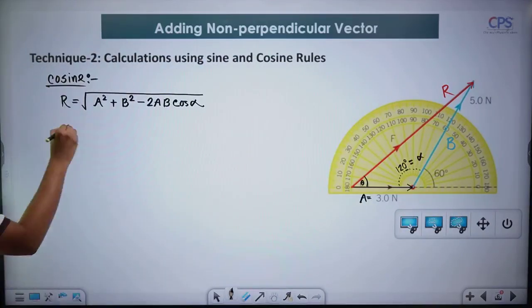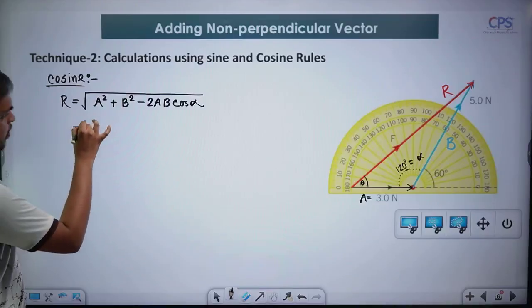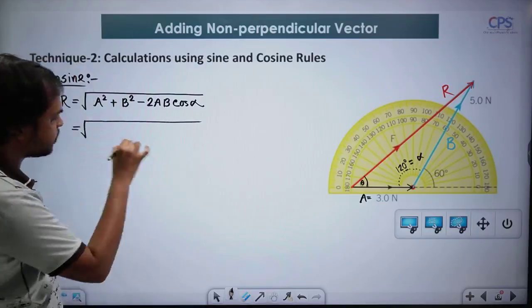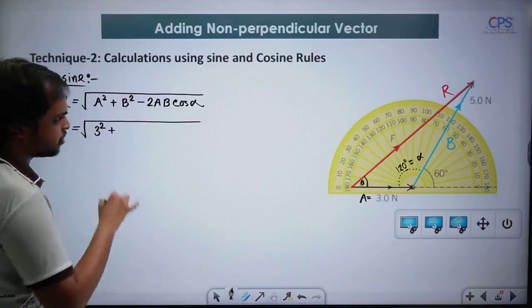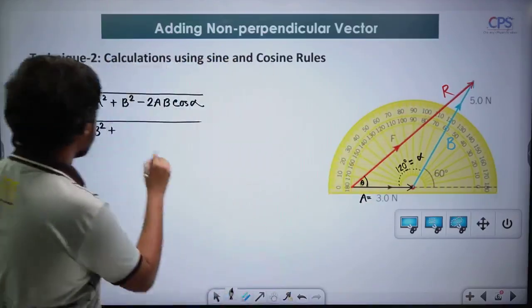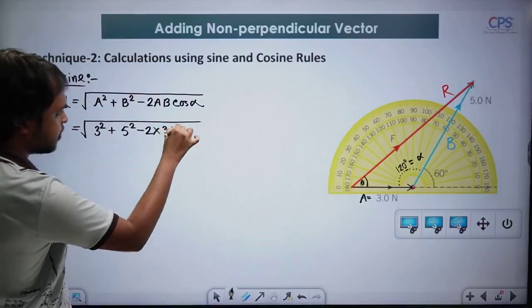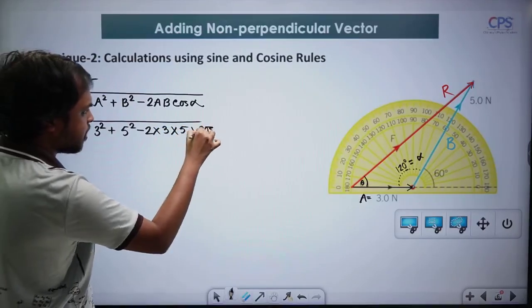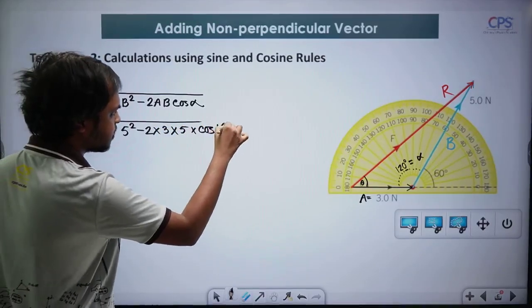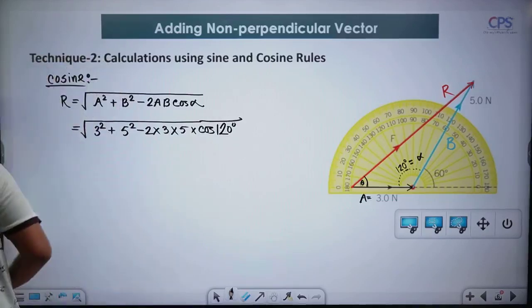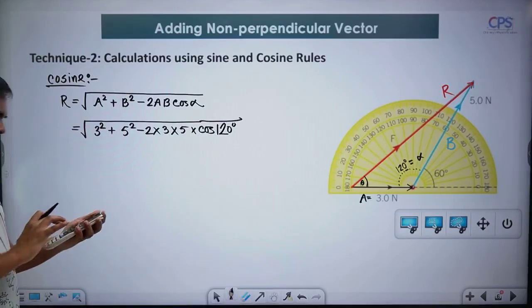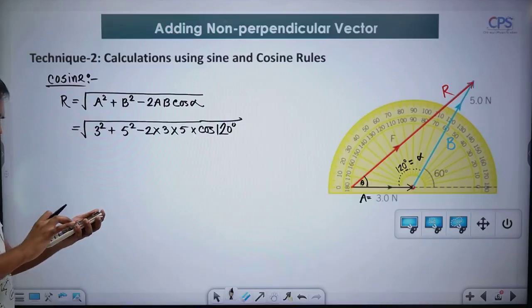Okay, so now root over, which one is A? A is 3 Newton, 3 square. Which one is B? B is 5 Newton, square, minus 2, 3, 5 cosine of 120 degrees. So right now you need to calculate this one only. So with the help of your calculator, 3 square plus 5 square.